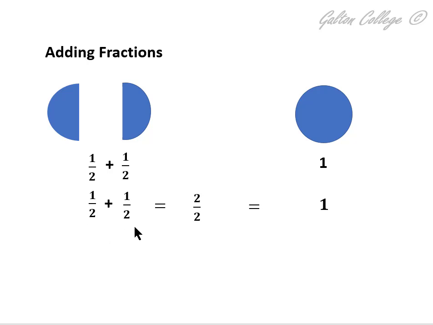So a half plus a half is equal to 2 over 2. We add the numerators, we add the top parts. 1 plus 1 is 2. The denominator, we keep it as 2. We do that because we have 2 parts. We've divided into 2 parts, and that's one of the 2 parts, and that's the other one of the 2 parts. If we add the 2 parts together, we get back to the circle over here.